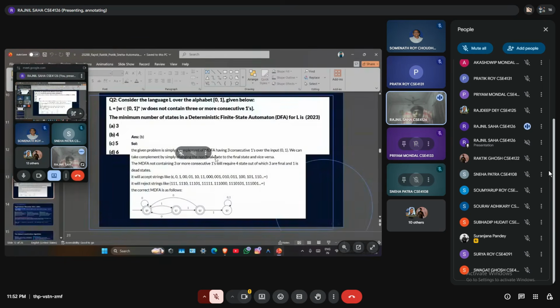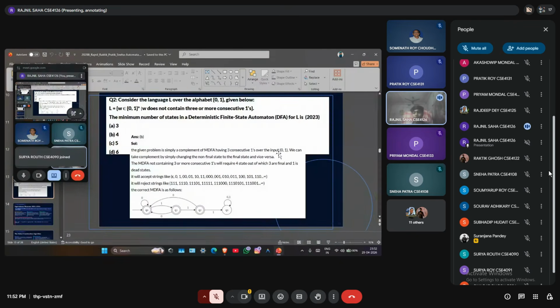Finally, let us talk about the question. The question here is basically asking how we can get a string that doesn't have 3 consecutive ones. So we can get it.